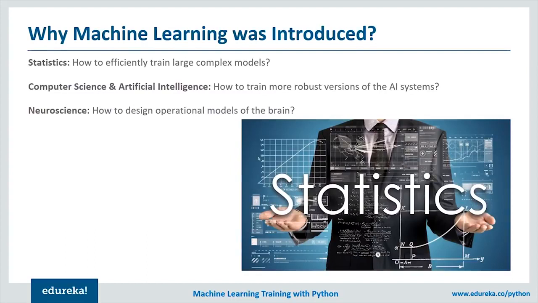In the field of statistics, the problem was how to efficiently train large complex models. In the field of computer science and artificial intelligence, the problem was how to train a more robust version of AI systems. While in the case of neuroscience, the problem faced by the researchers was how to design an operational model of the brain. So these were some of the issues which had the largest influence and led to the existence of machine learning. Now this machine learning shifted its focus from the symbolic approaches it had inherited from AI and moved towards the methods and models it had borrowed from statistics and probability theory.